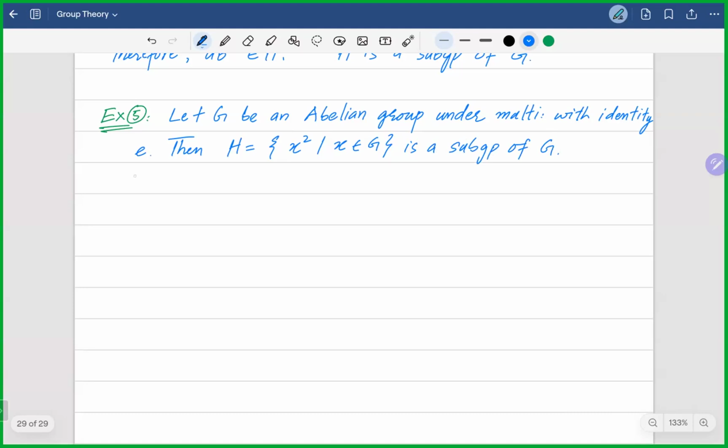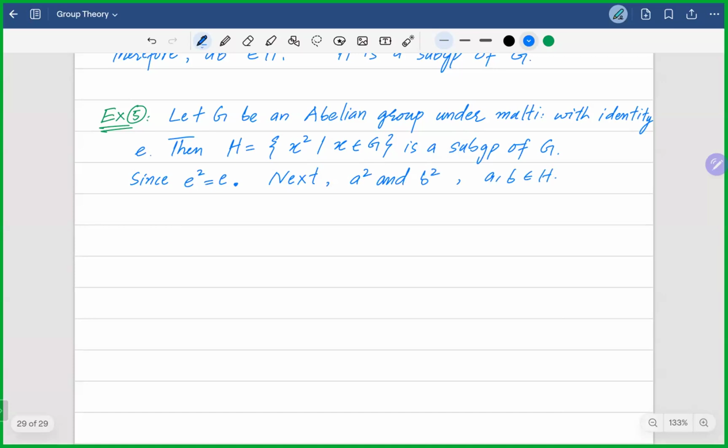Now, since E square is E, so identity has the correct form, right? Next, we write two elements of H in the correct form. Now, writing elements in the correct form is what we have mentioned previously. So we write two elements of H in the correct form, say A square and B square, and A, B in H.